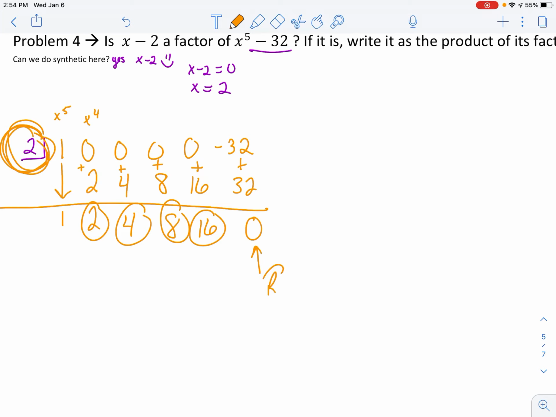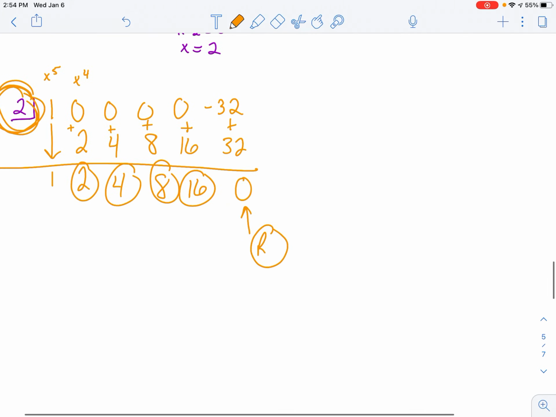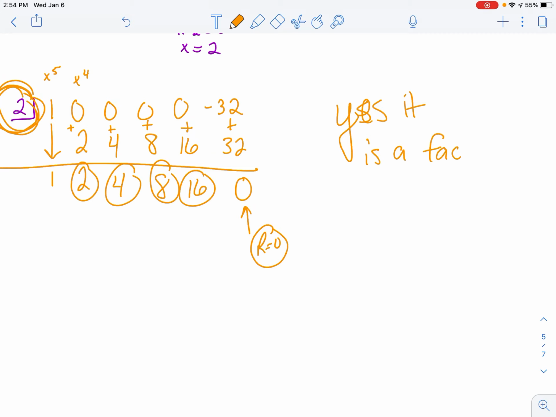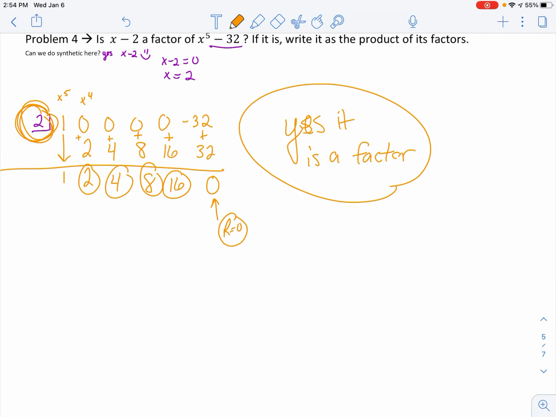This is your remainder. So the question is, because your remainder is 0, you can say yes. It is a factor. So that's the first part. You have to say yes. The second part says write it as the product of its factors. So that would mean that x to the 5th minus 32 is equal to the x minus 2 we divided by and our answer.